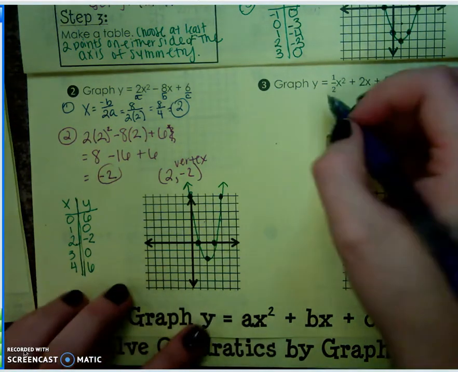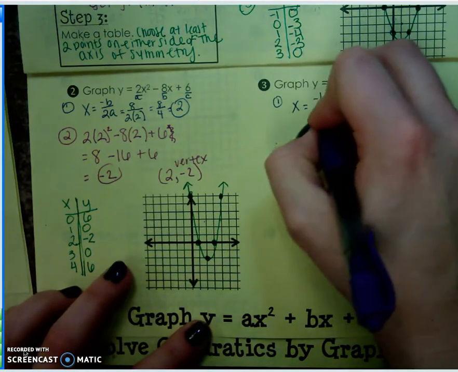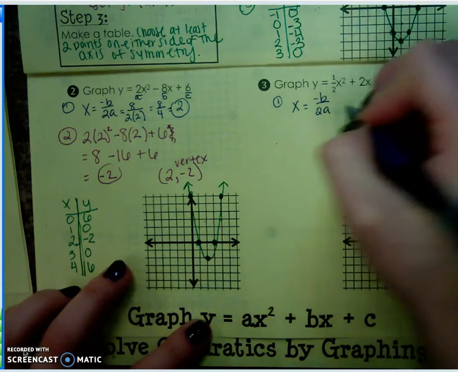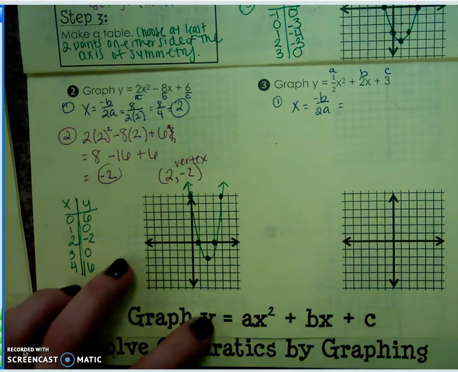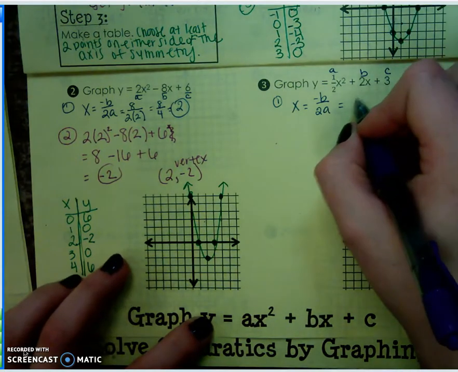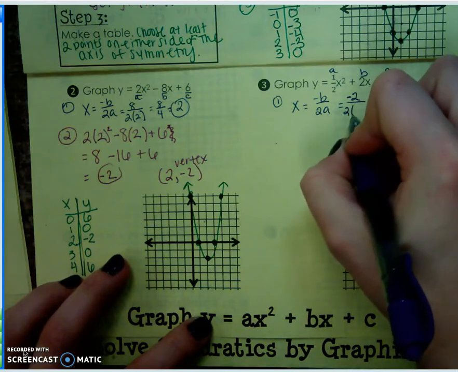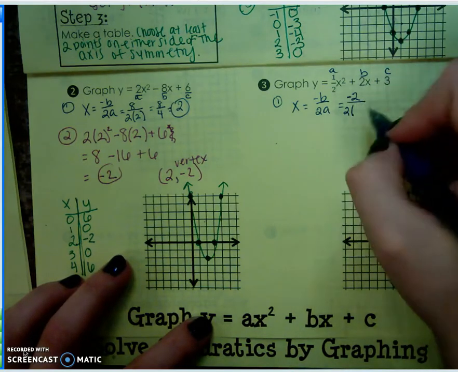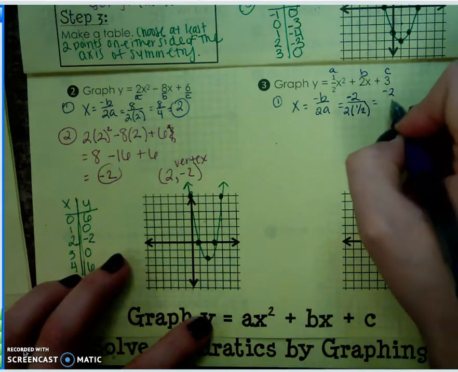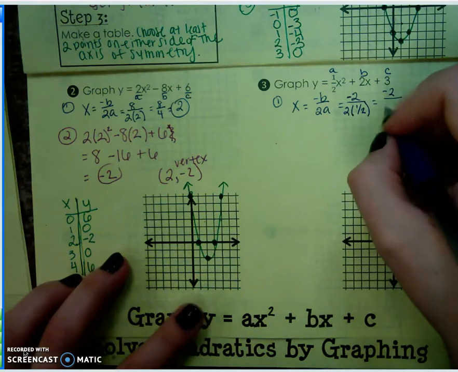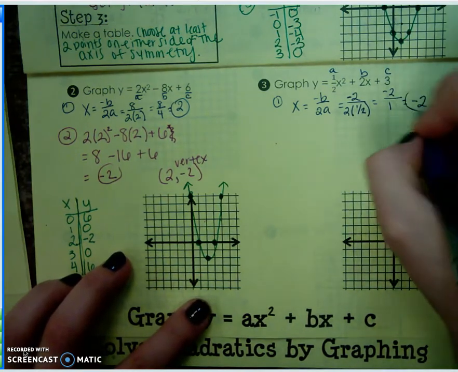Again, going to do all three steps. x is negative b over 2a. Here's my a, my b, and my c. So negative b, this is positive 2, we're going to make it a negative 2. 2 times a is 1/2, so 2 times 1/2, or half of 2, is 1. So negative 2 is the axis of symmetry.